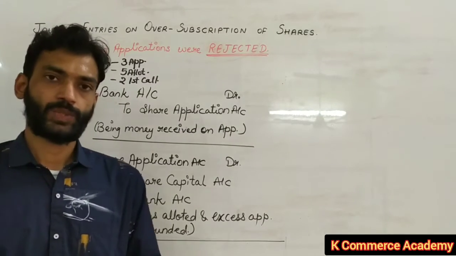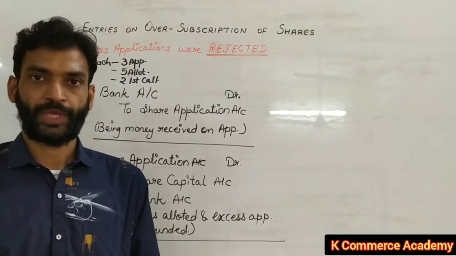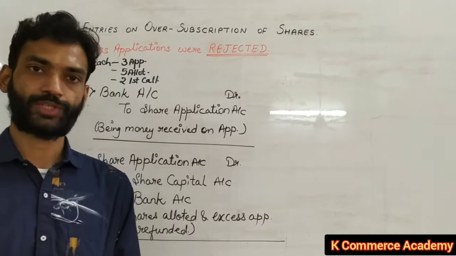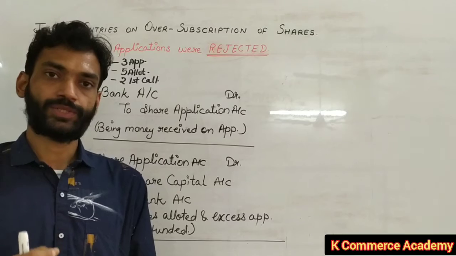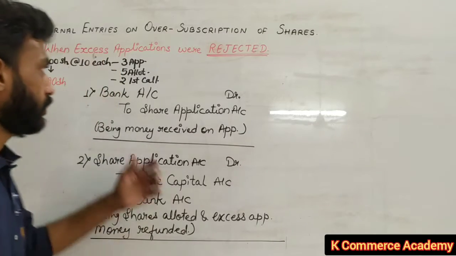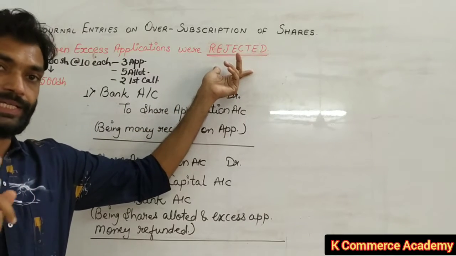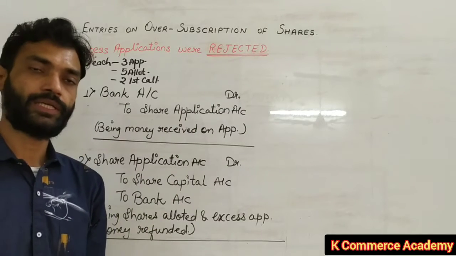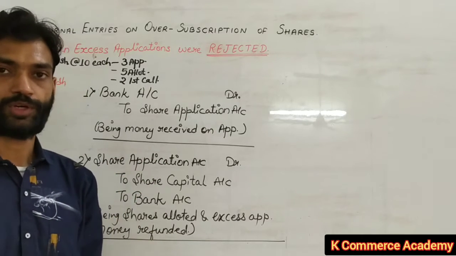So in the last class we discussed the situation of oversubscription. Whenever there is a situation of oversubscription, that is, the actual number of applications received is more than the number of shares issued, we can deal with it in three ways. First, we can reject the excess applications and refund the excess application money. Secondly, we make a pro rata allotment. Thirdly, we reject part of the excess applications and make a pro rata allotment with the remaining.